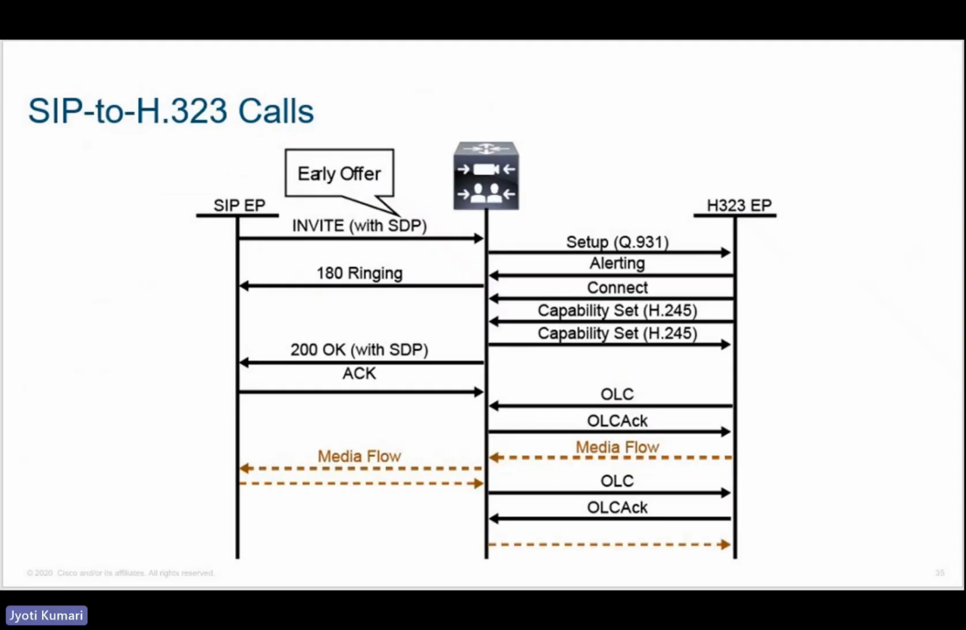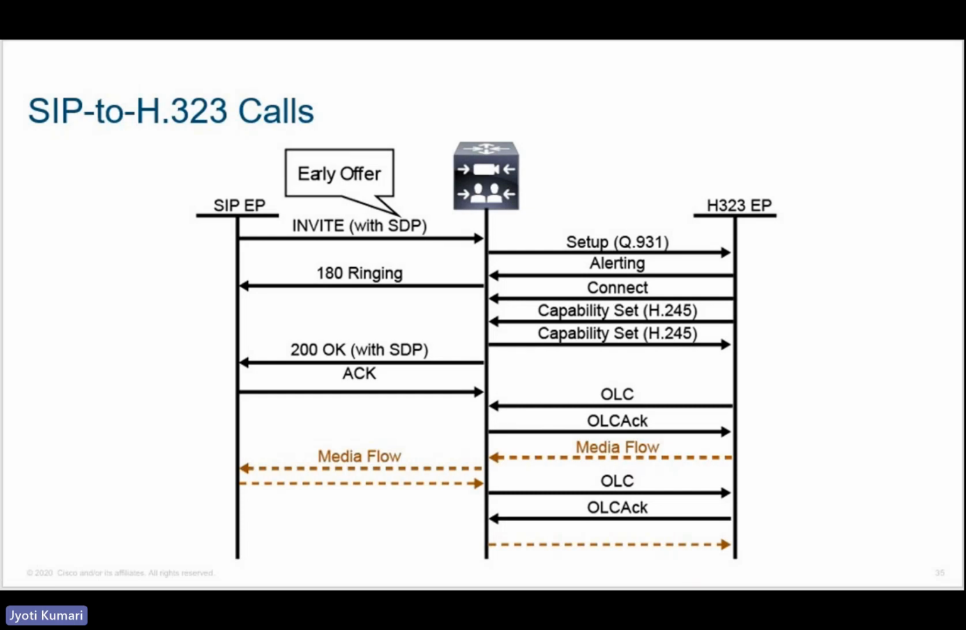Similarly, for SIP to H.323 calls, the significant challenge for interworking a call between these is that the H.323 signaling capability set is exchanged by the protocol H.245, which is a negotiation protocol. It is only exchanged after a call has been answered, which is not the case in SIP early offers especially.